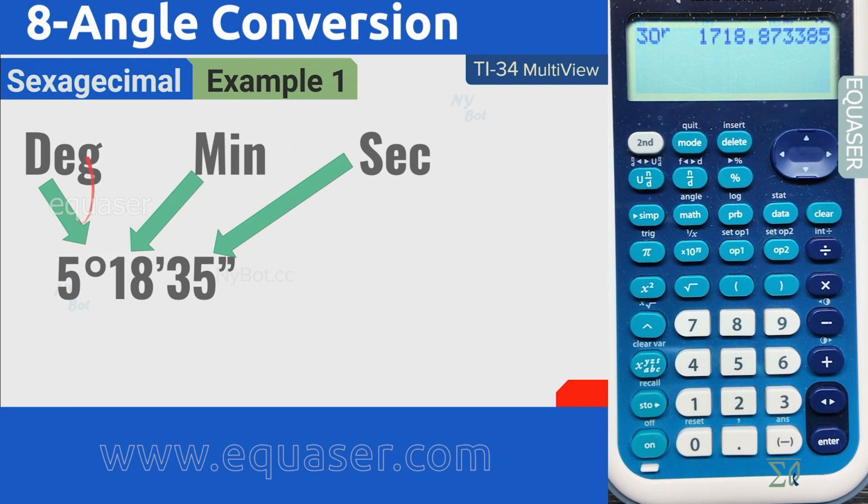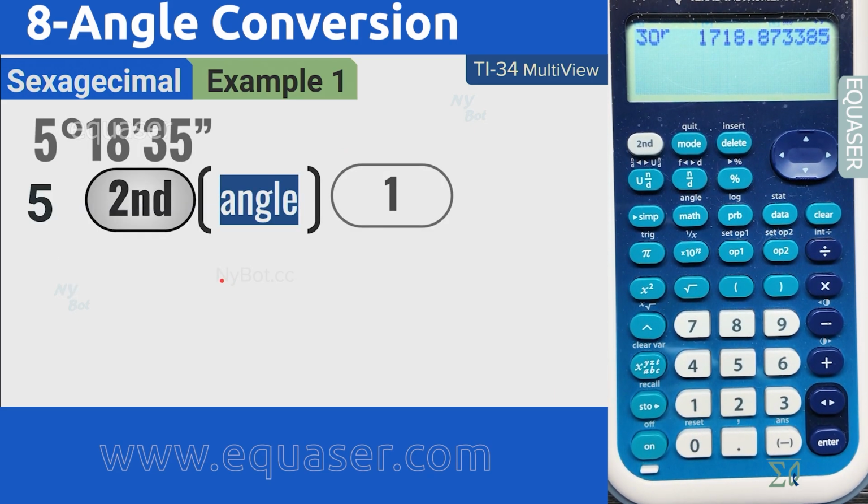Now let's have a look at degree, minute, and second. It will be represented this way, and there will be a degree symbol. For minute we have 1 apostrophe. For second it's a double quote or double apostrophe.